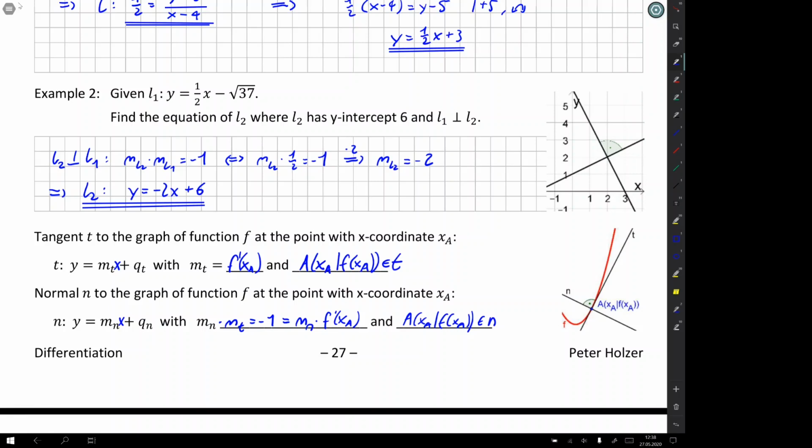So again, if we're looking for the normal at a specific x-coordinate, we can just find the gradient of the curve there. Then, using this formula, we immediately get the gradient of the normal, and knowing this point is lying on the normal, we have gradient and point. That's all we need to find the equation.